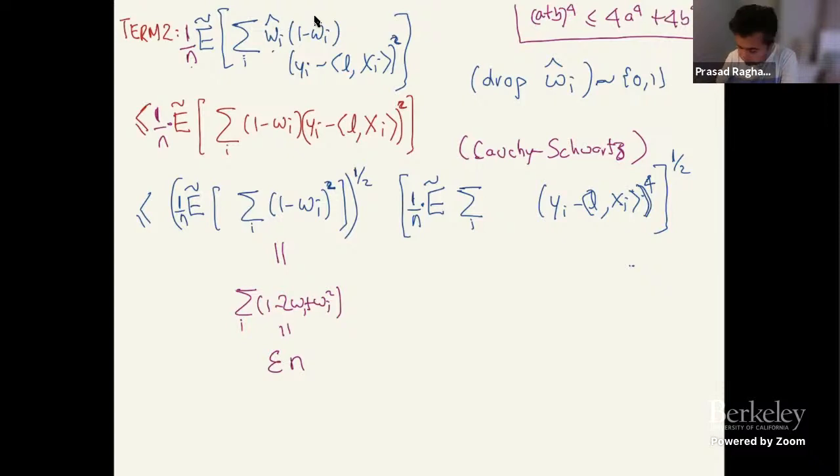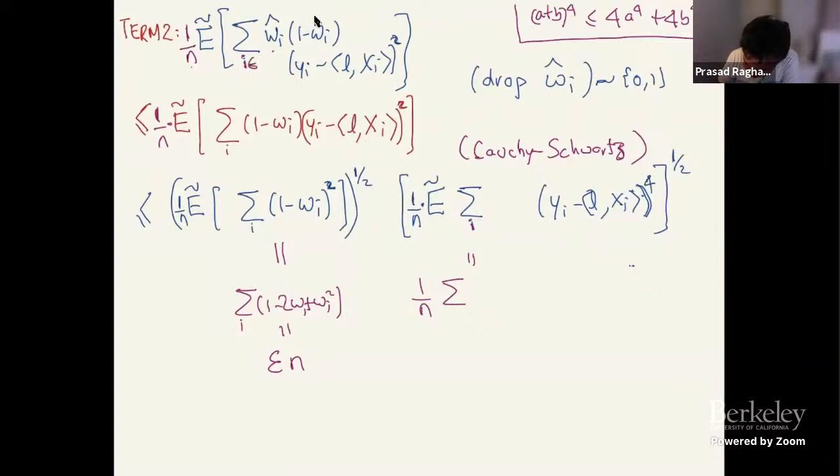Right? Yeah. 4 times a to the 4 plus 4 times b to the 4. So that means that I can just expand this out. I get 1 over n sum over i. Okay, first thing is, there was this little bit of subtlety here, which I should have been careful about. So I didn't really drop the i.